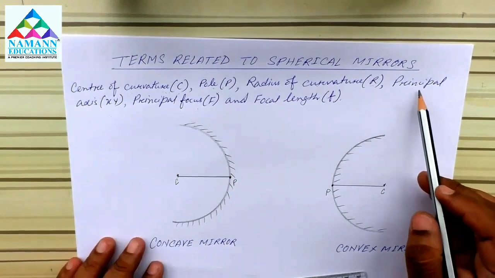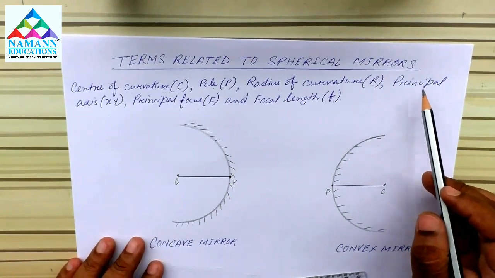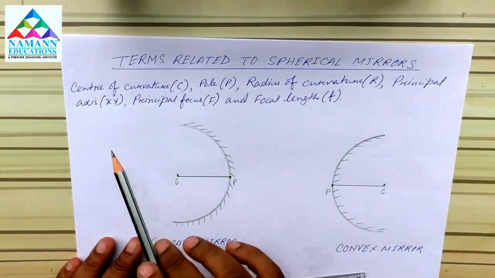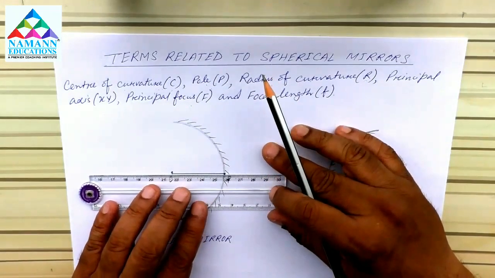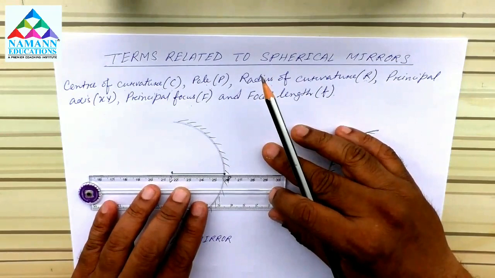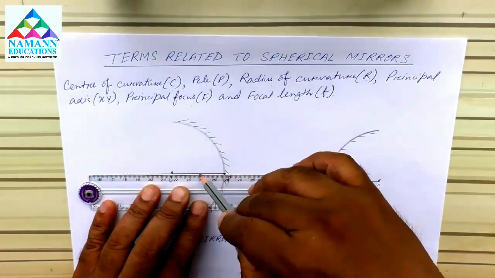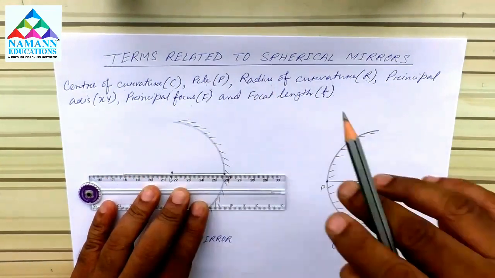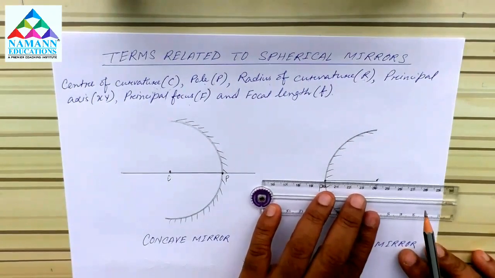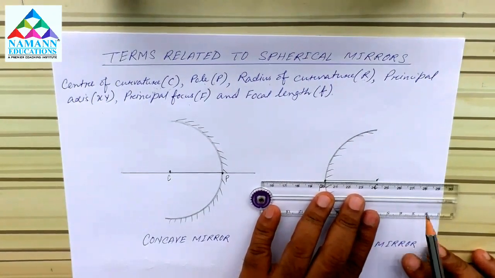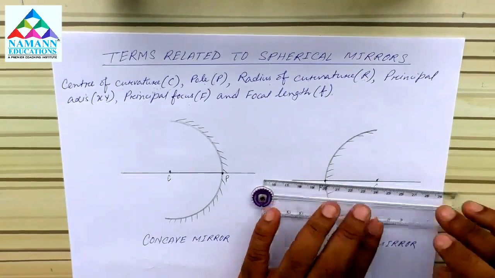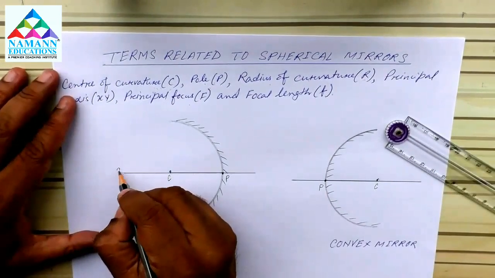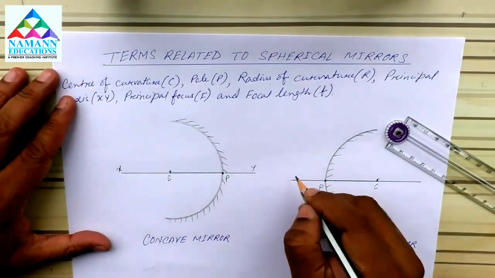Now, principal axis. Principal axis is a straight line joining the two points, center of curvature and pole, and it is extended on both sides. We can say that the straight line passing through center of curvature and pole is called principal axis, that can be denoted by the symbol XY.